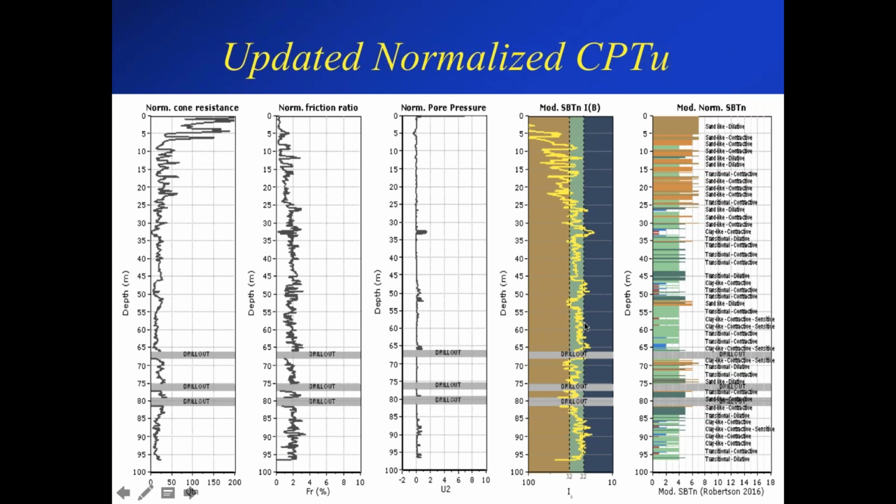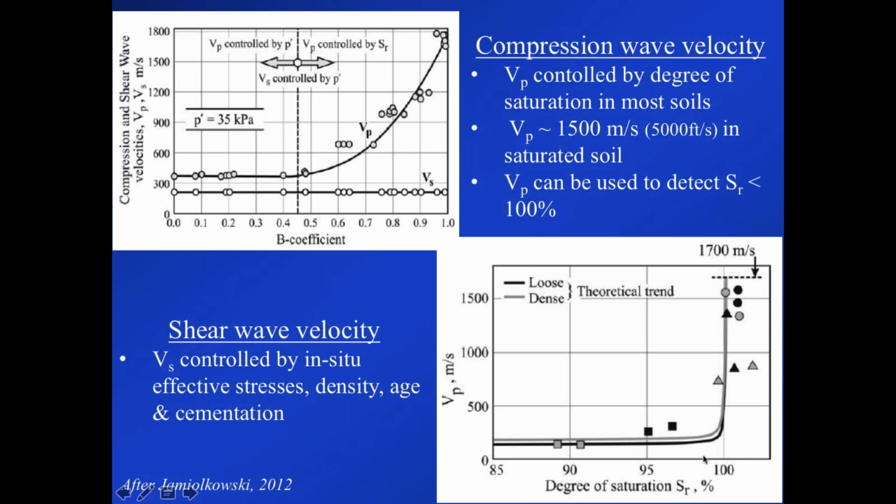So here's this updated soil behavior type index, IB, and you can see most of it's falling in that transitional zone. And if you look at the descriptions, most of it's described as transitional or clay-like and contractive. So once you're below the upper 20 meters or so, it's mostly on the contractive side.